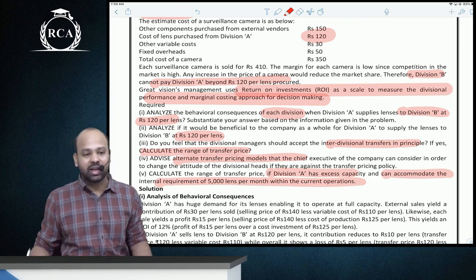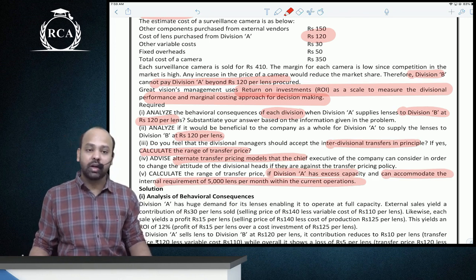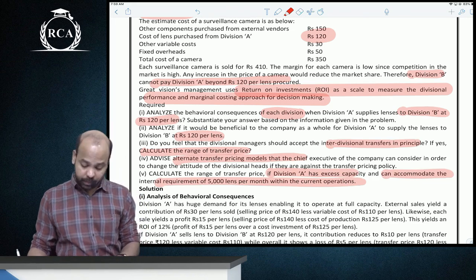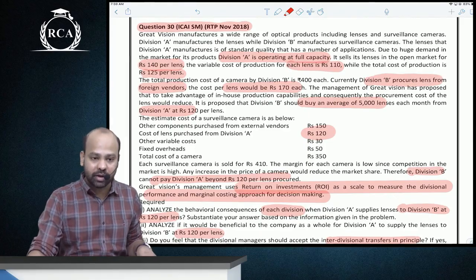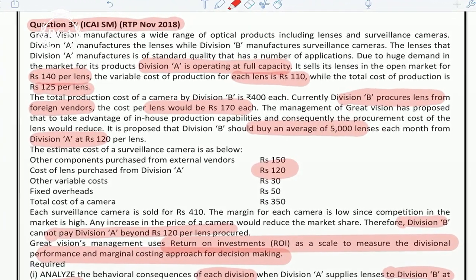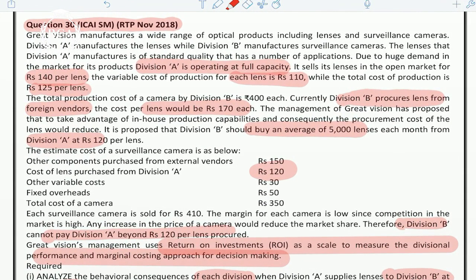So isn't this an exact copy of the previous question? Yes sir, it is an exact copy of the previous question. Similar question. I would want all of you to go through the question once, but quickly read the question. All of you better read question number 30, and then we'll start off with the answer.